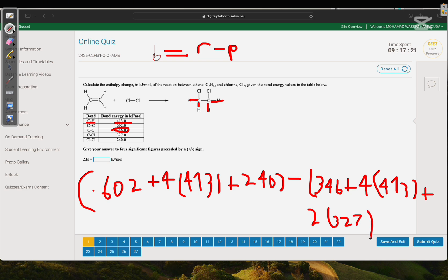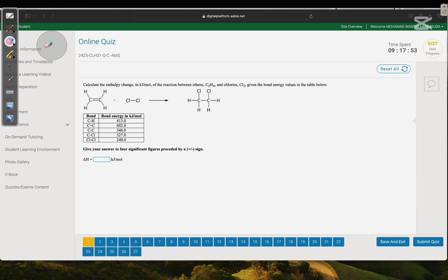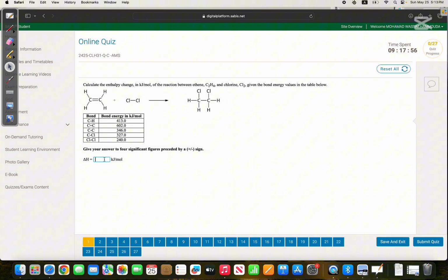We put this into the calculator. 602 plus 4 times 413 plus 240 minus parentheses 346 plus 4 times 413 plus 2 times 327, which is equal to negative 158. And don't forget that it's to 4 significant figures, so negative 158.0.